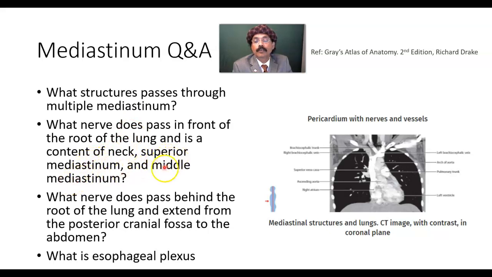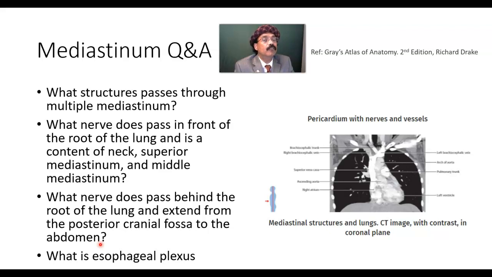Okay, so we got that the esophagus is a content of the superior mediastinum and posterior mediastinum. It is also a content of the neck. It is also a content of the abdomen, a small part. What nerve passes behind the root of the lung and extends from the posterior cranial fossa to the abdomen? The answer should be the vagus nerve. It comes out of the brainstem from the medulla oblongata, and leaves the cranial cavity through the jugular foramen. It is a content of the carotid sheath, the superior mediastinum, and the posterior mediastinum.